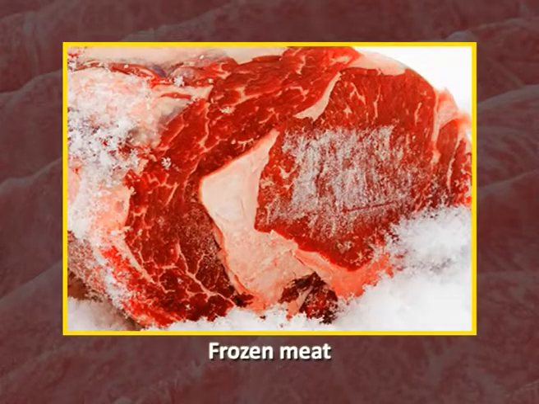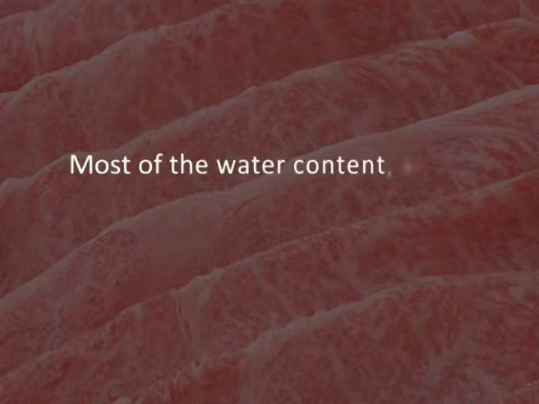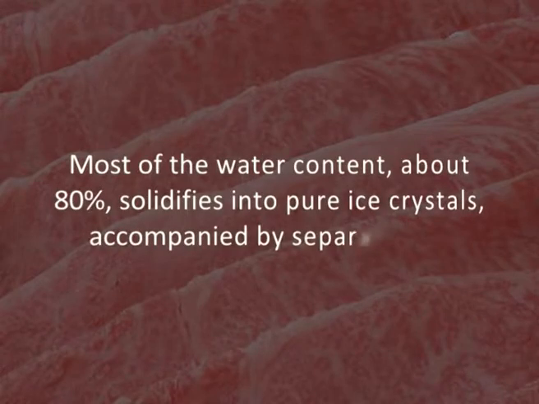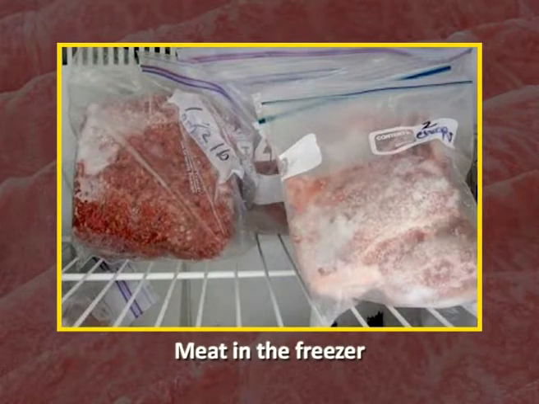Second process, that is freezing. Freezing is a method of choice for long-term preservation of meat. Meat contains about 50 to 75% by weight water, depending on the species, and the process of freezing converts most of the water into ice. During freezing, most of the water content of the meat, about 80%, solidifies into pure ice crystals. It stops microbial growth and retards the action of enzymes.